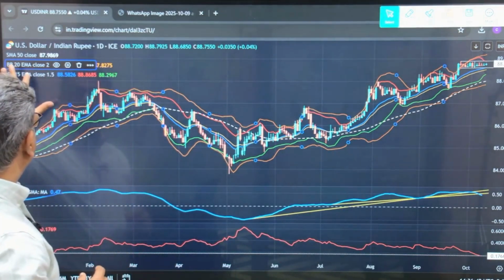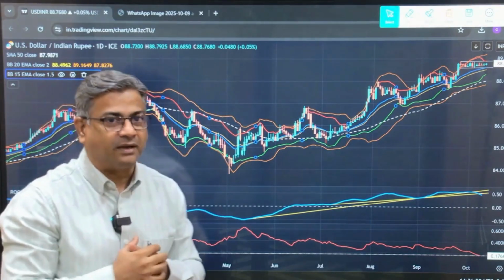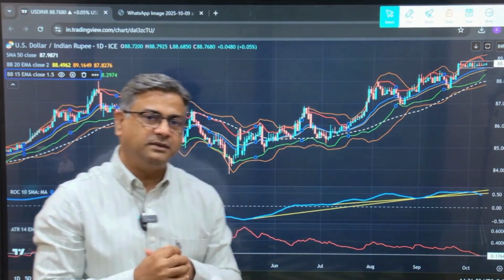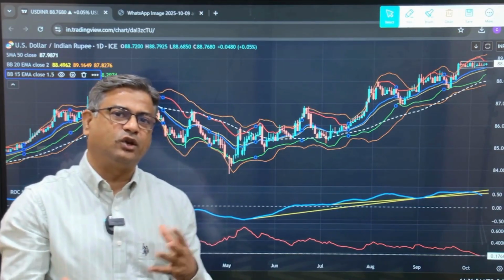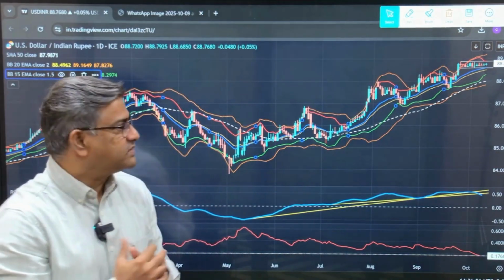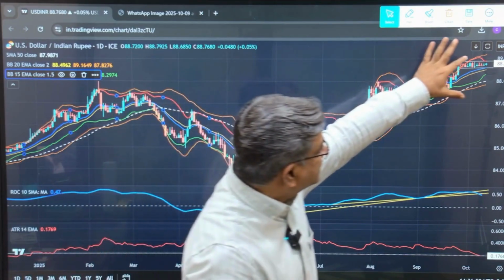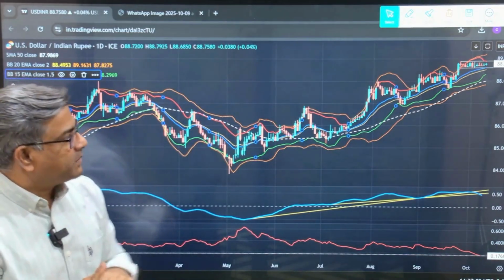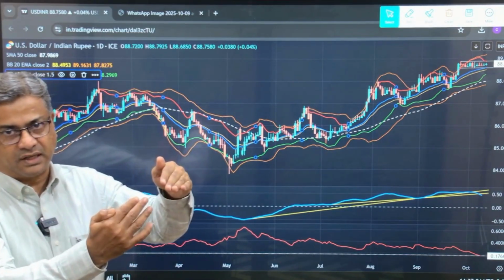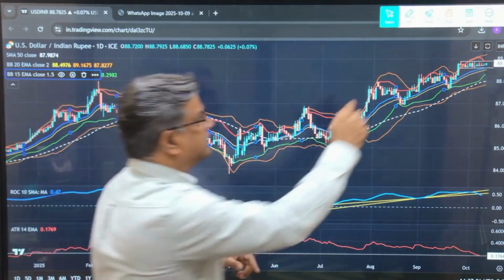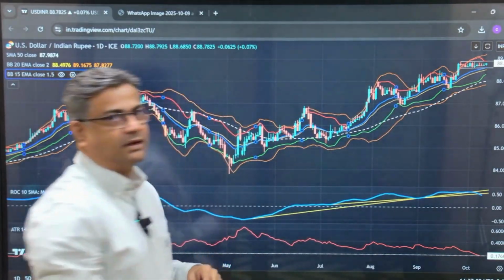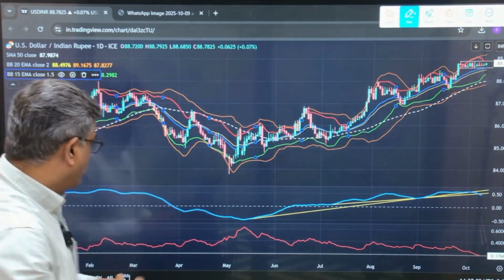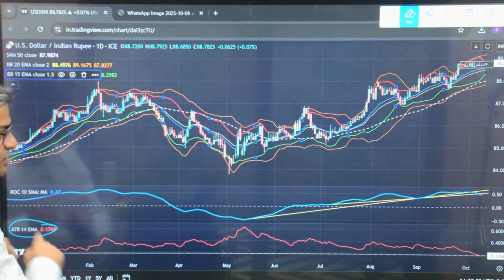I want to also point out the other Bollinger Band, which is a faster Bollinger Band that has a setting of 15 days and 1.5 standard deviation. And if you look at the red and the green line indicated by that particular Bollinger Band, they have converged significantly.